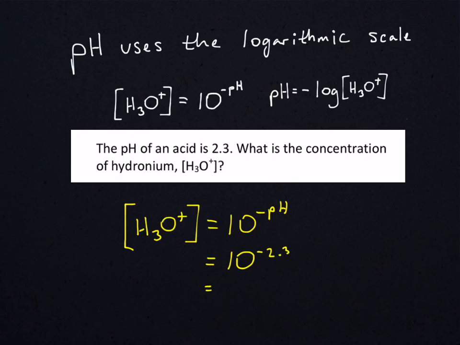How do you do that? Gang, there's a button for it. Everyone grab your calculator. I want you to type in 10, and then look for the 7. Do you see 7 on your calculator? Look to the left. It's a little cute caret. That's your exponent button. Click that little button and type in negative 2.3. Push enter, and you get the answer.